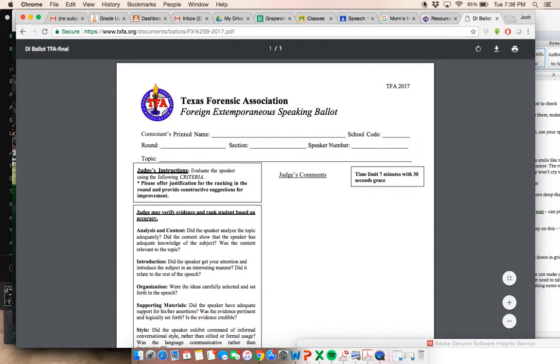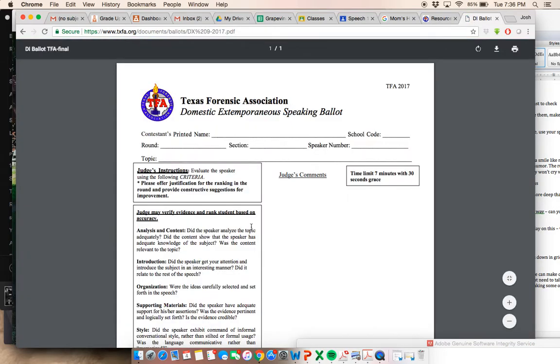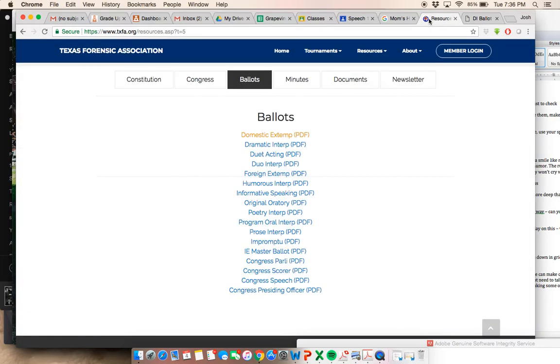So this is foreign extemporaneous. Same thing would happen in domestic, right? Same kind of ballot, same thing, just domestic speaking. They're talking about domestic issues, so specific to the U.S.